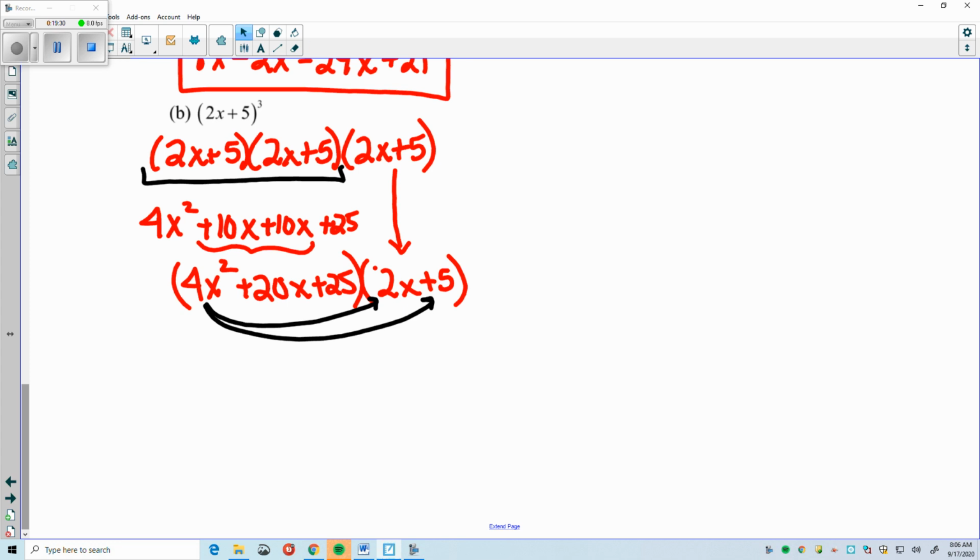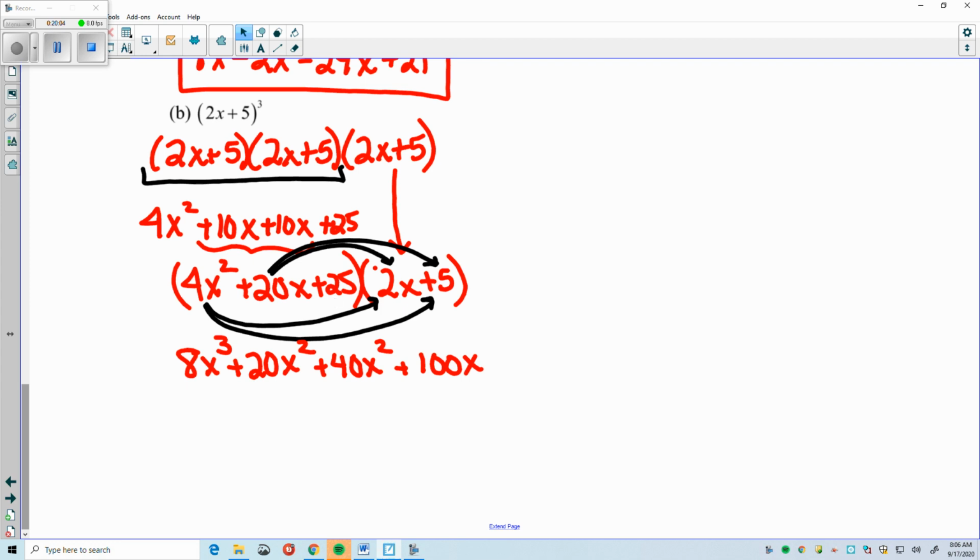Okay. So 4x squared times 2x, I get a total of 8x cubed. 4x squared times 5, I have a total of 20x squared. Okay, now I'm going to work inside. So we have these 2 terms. These are next. Okay, so I have 20x times 2x, that's a total of 40x squared. Now I have 20x times 5, that's a total of 100x. Okay, so now we have our last term.